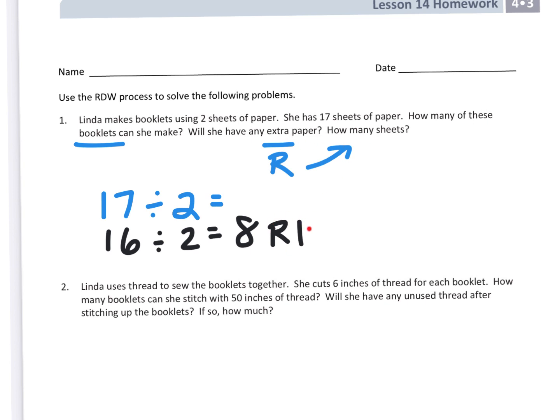And maybe what she does with this extra paper is she uses it next time as a booklet, or maybe she draws on it. There's tons of things she could do with this remainder, but she can make 8 whole booklets, and she's only got 1 left over.